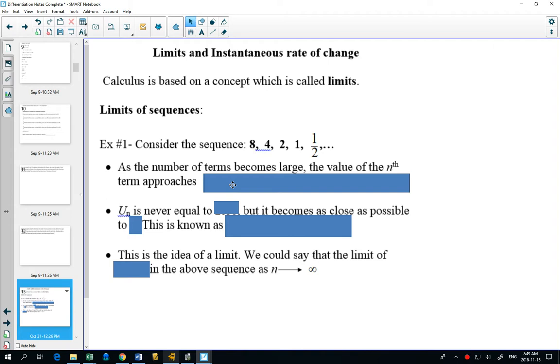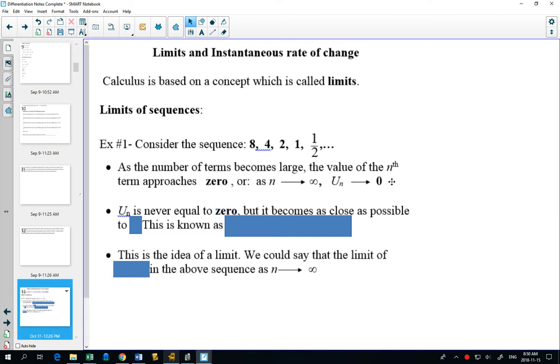Would you ever be exactly at 0? No. Okay? But we would say as this gets bigger and bigger and bigger, this gets close to 0. And we would say that 0 is the limit of this sequence. Some notation: n arrow infinity means as n approaches infinity. In other words, as n gets very, very big, the sequence, un, gets close to 0. And so we would say the limit of this sequence is 0.